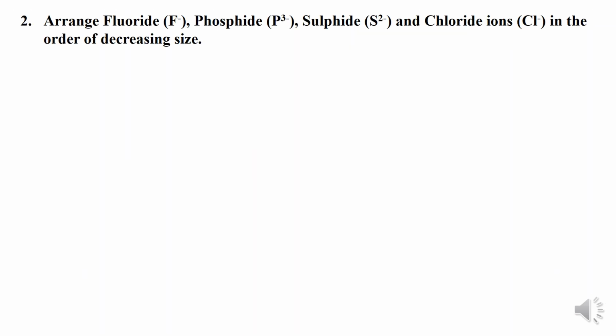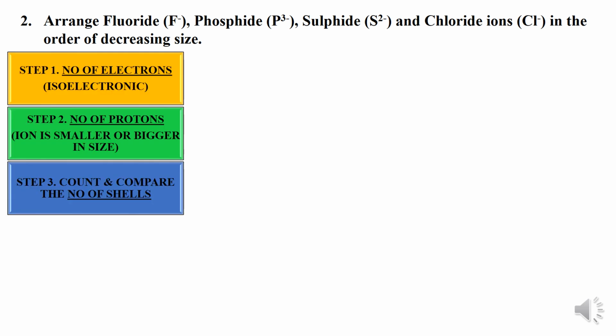Now moving on to the next question. Arrange fluoride, phosphide, sulfide and chloride ions in the order of decreasing size. Whenever you come across a question where you are asked to arrange the ions in the order of either increasing or decreasing size, you can follow these steps.